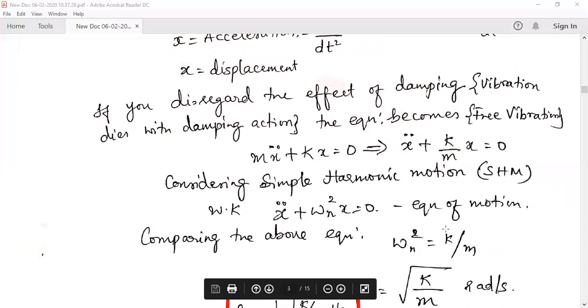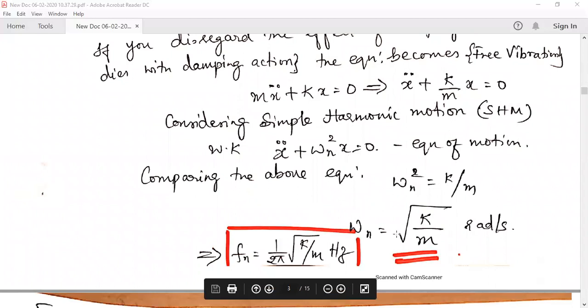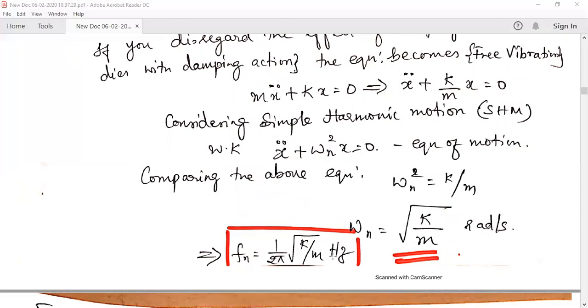This is where passive vibration control is widely used. You can play with stiffness and mass, reduce or increase them, and thereby vary the natural frequency. Therefore, omega n is root of k by m rad per second, what we call the circular natural frequency, or simply the frequency in hertz, 1 by 2 pi root of k by m. Stiffness is very, very important in passive vibration control. Play with the mass as well in order to alter the natural frequency. This is a very important phenomenon which you need to understand in vibration control and vibration analysis.